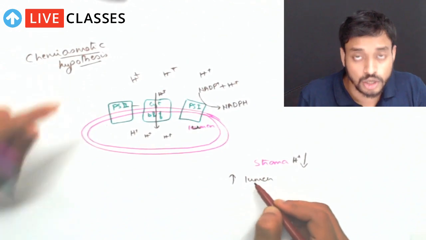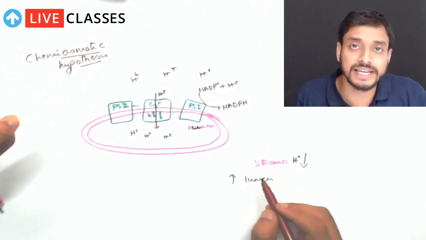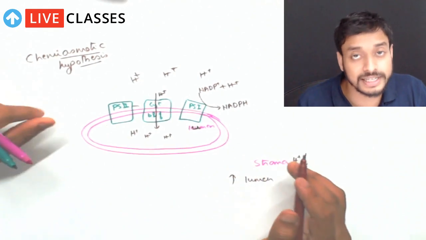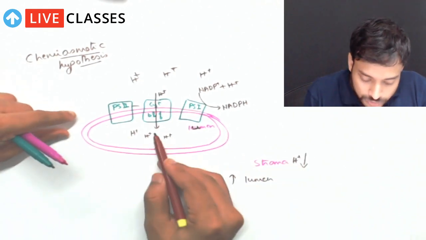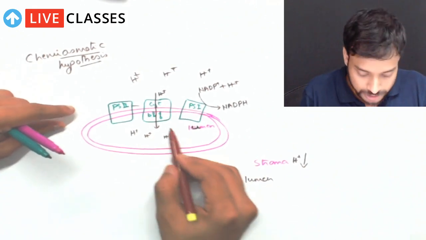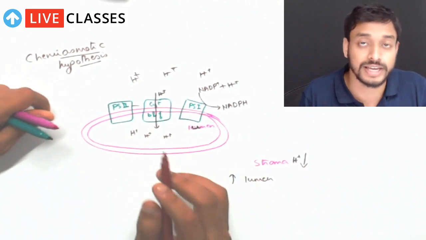This is happening. So what will it create? It will create a proton gradient, or we can say a chemical gradient is created. Now because of the increase in H plus, the pH will also reduce because it is becoming acidic because of the presence of H plus.